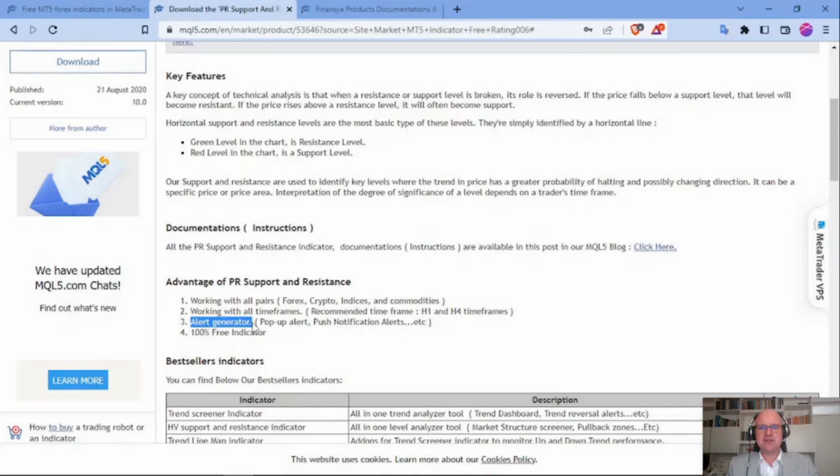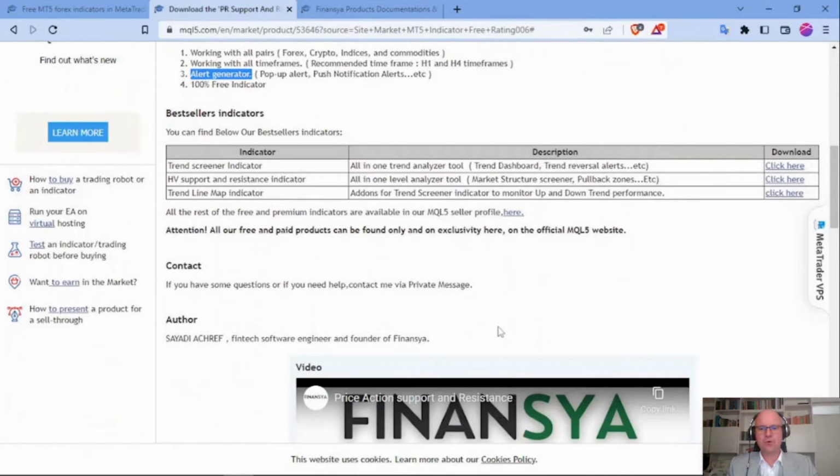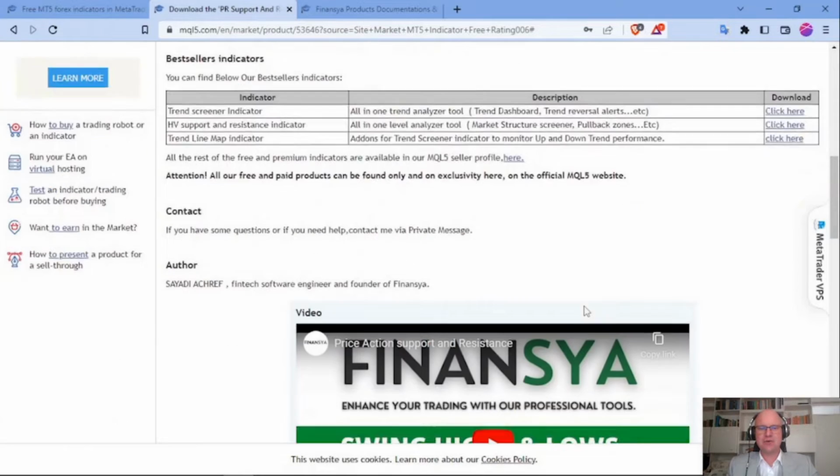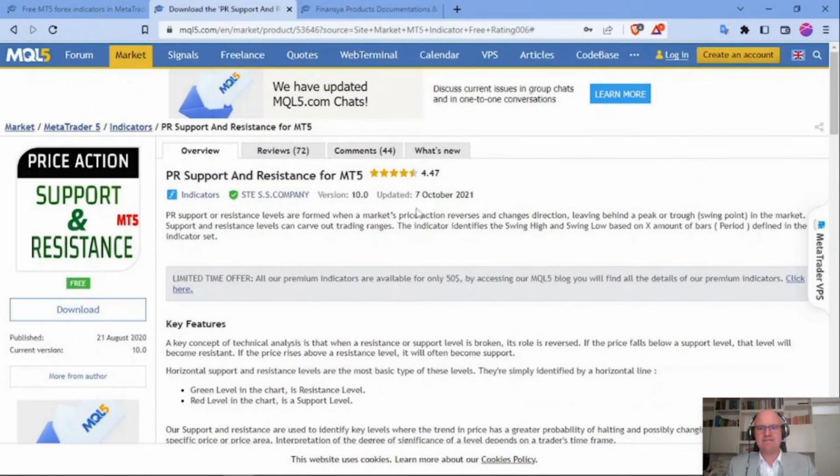Now, what I'm going to do next is download the indicator to our Metatrader 5 so that I can show you how to use the indicator correctly. There are a few different strategies that can be built around support and resistance. So we'll take a closer look at these and create a strategy from it.